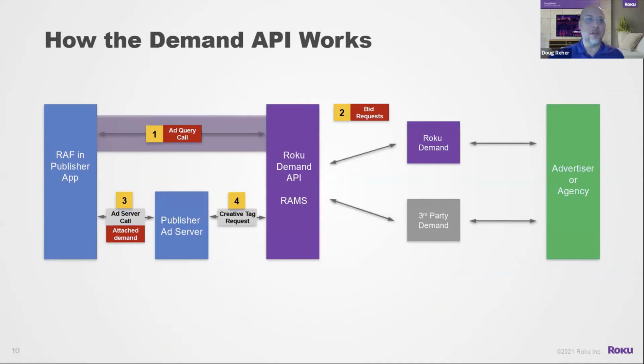Okay, so there's a fairly simple flow represented in this diagram. The first step, as I mentioned before, we start with the ad query API call from your app into the demand API, passing parameters with metadata about how you would like those ads filled. Then the second step is the demand API sends out bid requests, and those go to our Roku demand service as well as third-party ad exchanges. They do a real-time bidding process, and then the ad query call returns a representation of those results back to your application in the form of an associative array.